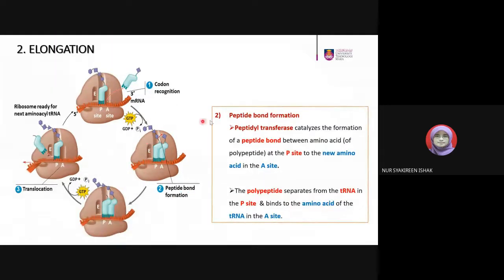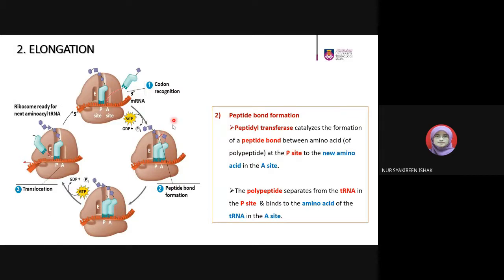So next is the peptide bond formation. So for peptide bond formation, it requires the enzyme peptide transferase. Okay, so peptide transferase catalyzes the formation of a peptide bond between the amino acid of the polypeptide at the P site and the new amino acid in the A site. So this is peptide bond formation.